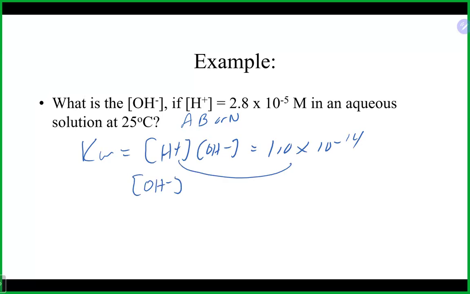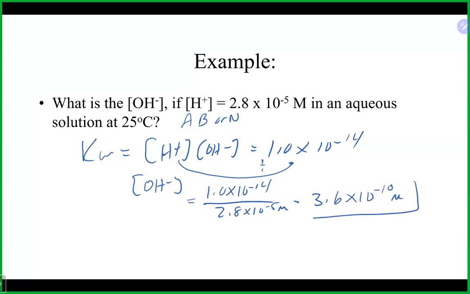So we're really just dividing that to the other side. And that's going to give us 1 times 10 to the minus 14 divided by our H plus, 2.8 times 10 to the minus 5. And we will end up here, again, punching in with our exponent button, and we'll call it 3.6 times 10 to the minus 10 molar.